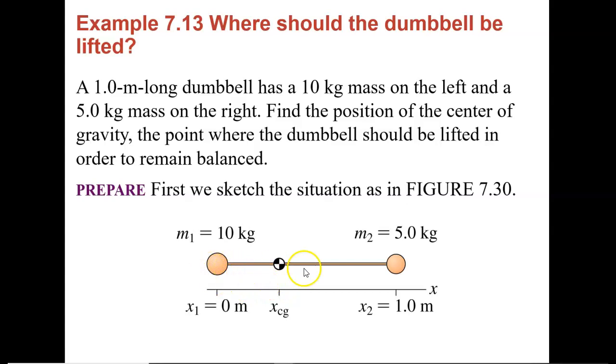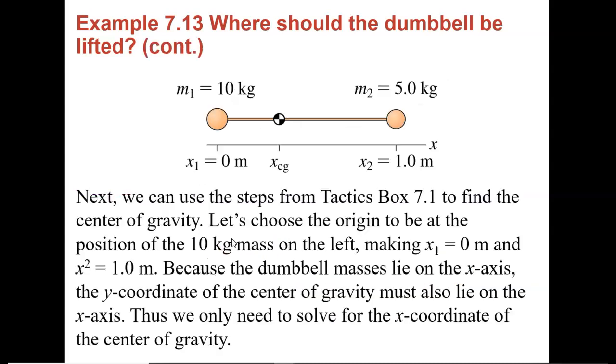So the length is a meter. We know the center of gravity is going to be closer to the 10 kilogram object because it has more mass. So if we put the 10 kilogram object at the 0 mark, the 5 kilogram object is going to be at the 1 meter mark. Okay. So then we can figure out what our distances are going to be. We just have to figure out how far apart these are.